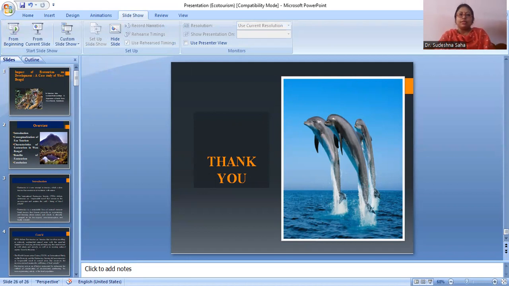Okay, so as I said, I would be presenting my paper on the impact of ecotourism on development, a case study of West Bengal. I have arranged my paper based on introduction and conceptualizing ecotourism, characteristics of ecotourism in West Bengal, benefits and conclusion.